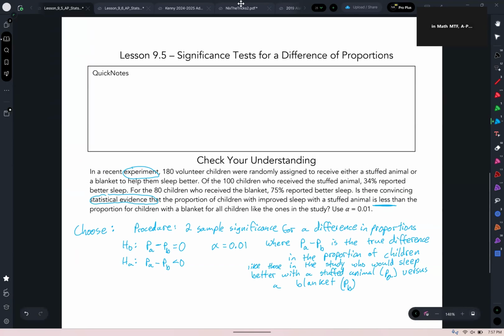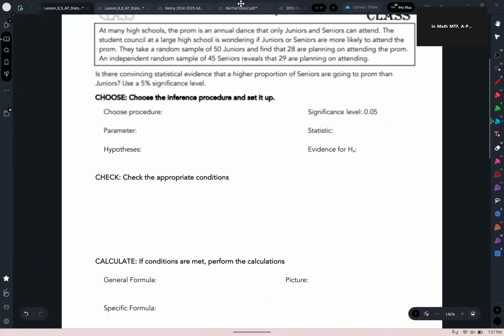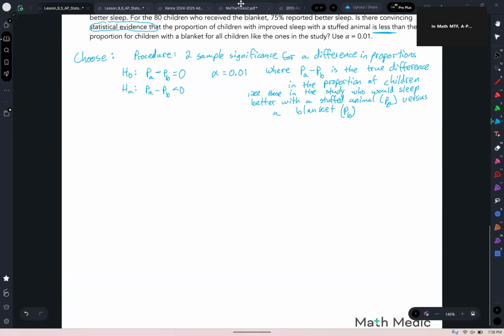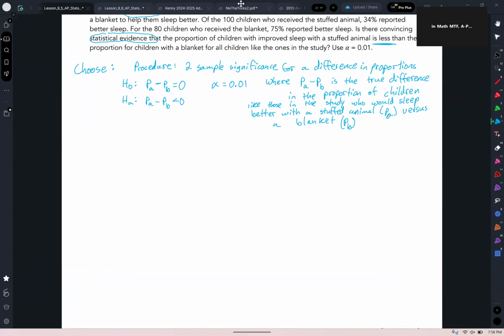All right, so I believe that's everything with the choose. Let's see. We've got a procedure, we've got a parameter, we got hypotheses, we've got significance level. You don't have to put the evidence for the alternative, that can come into the calculate along with the statistic. That's all I do for my choose. Now, check.